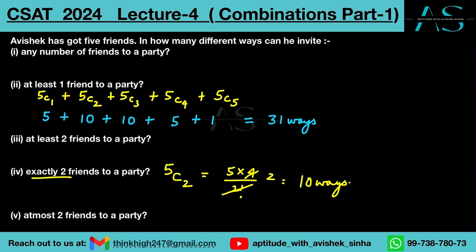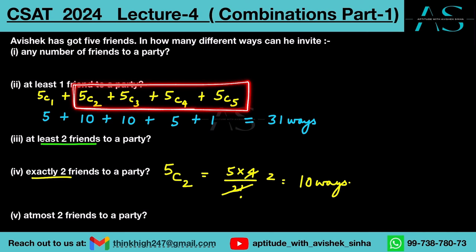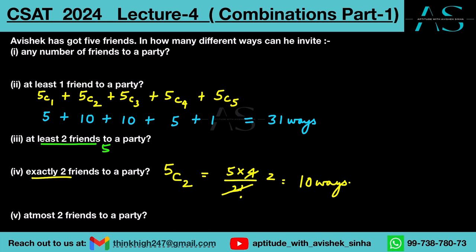Now, please pay attention. Next question says, at least 2 friends. So can we start from here? At least 2 friends. 5C2, 5C3, 5C4 and 5C5. 5C2 is 10, 5C3 is 10, 5C4 is 5 and 5C5 is 1. So this is a total of 26 ways.